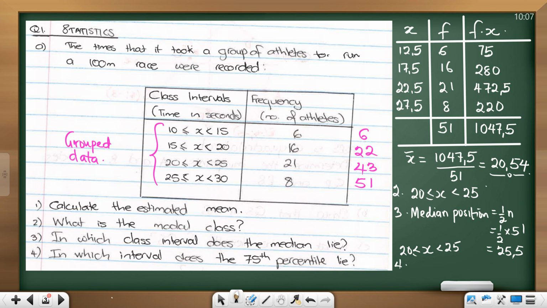What do you say? 75th percentile simply means, so, okay, it's fine, 3 over 4n. All right. So we could have just said 75 over what? 100 multiplied by what? 51. What's your answer? 40?